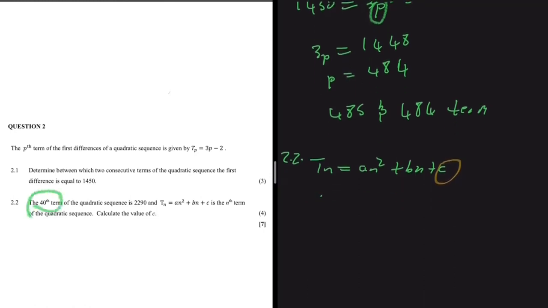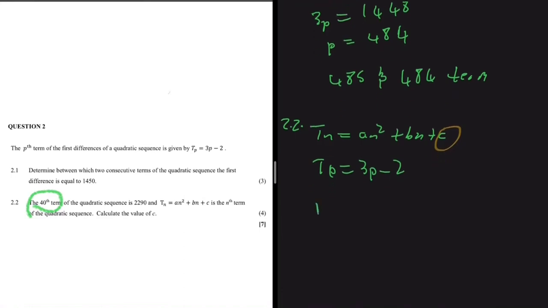Because we know fully well that Tp is equal to 3p minus 2. So the first term, in place of p, we put 1, right? So we have 3 minus 2, which is 1. And then the second term, we have 3 multiplied by 2, which is 6, minus 2, and that is 4. And then 3 multiplied by 3, that is 9, minus 2, that is 7, right? And then this is the first difference. Now let's find the second and common difference, right? 4 minus 1, that is 3, 7 minus 4, that is 3.